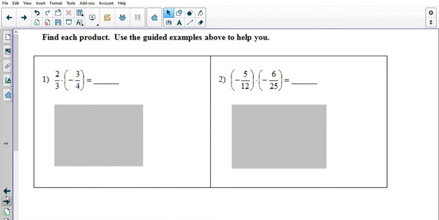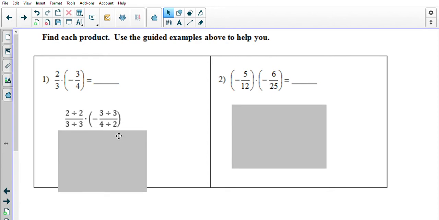Number 1, we have 2/3 times negative 3/4. Now, you could get away in this problem without cross-reducing. You could simply take 2 times 3 to get 6, 3 times 4 to get 12. 6/12, of course, is going to reduce to 1/2. It would be negative here, though, because you've got a positive times a negative. But I'm going to talk about how to cross-reduce.